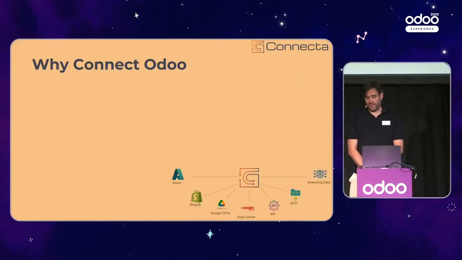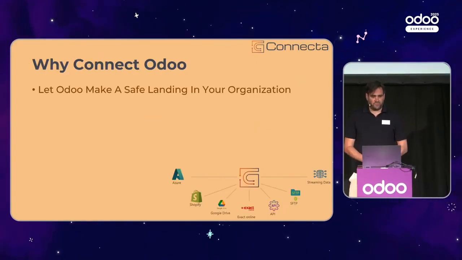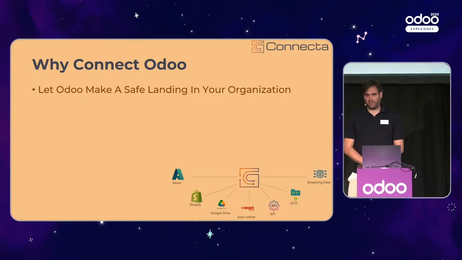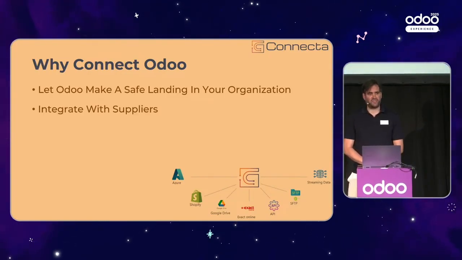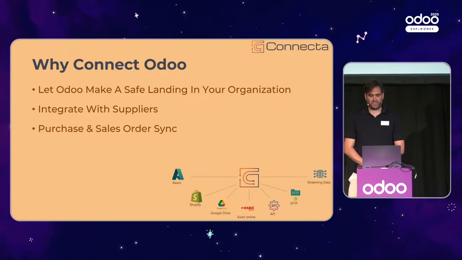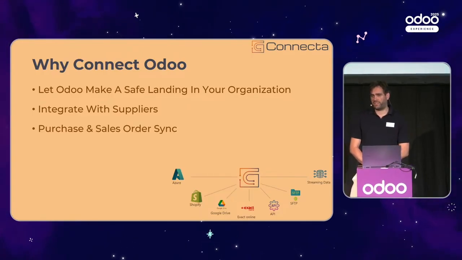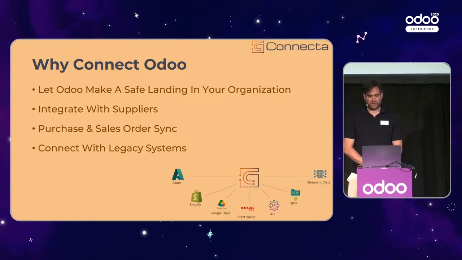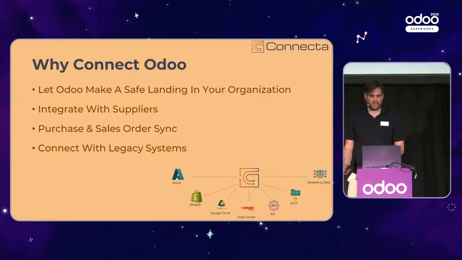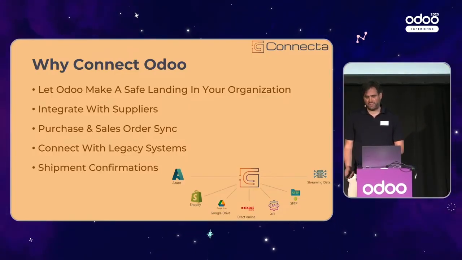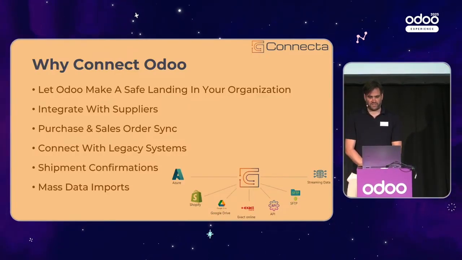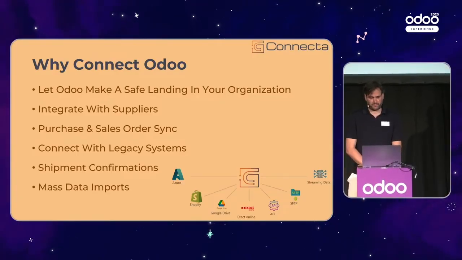So first question, why would you connect Odoo in the first place, right? To let Odoo make a safe landing in your organization, it's always good to have connections to other systems. You can integrate with suppliers, you can do purchase and sales order synchronization to other systems. You connect with legacy systems that you already have in your organization and can't get rid of. And of course, small things like shipping confirmations and mass data imports, which are somewhat bigger, of course.